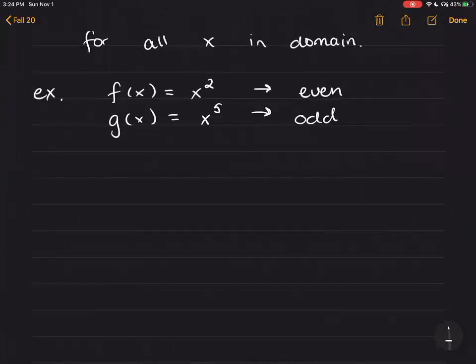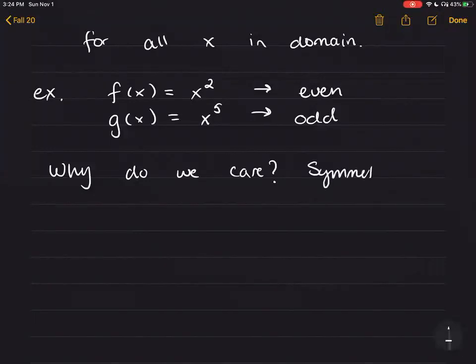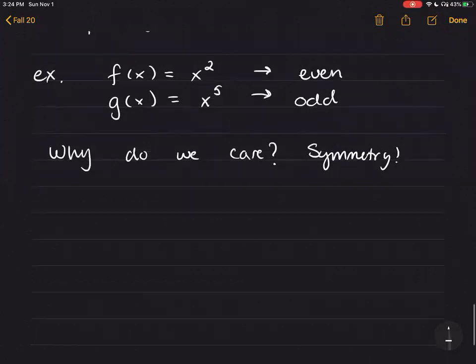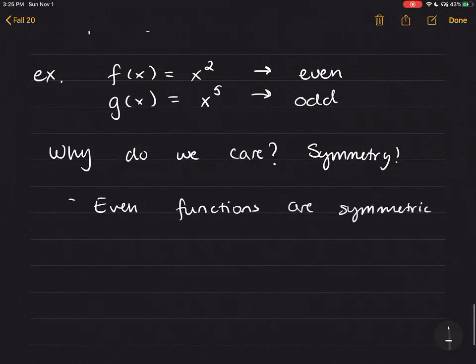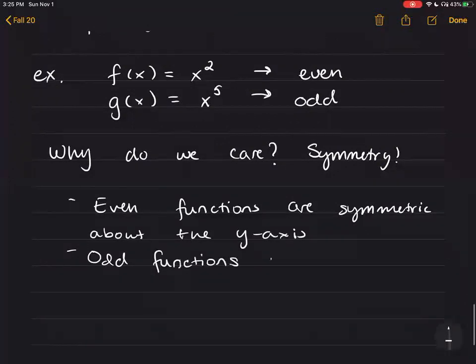Okay, why are we talking about this? So why do we care? The answer is symmetry. Symmetry makes some transformations easier to deal with. So in particular, even functions are symmetric about the y-axis, and odd functions are symmetric about the origin.